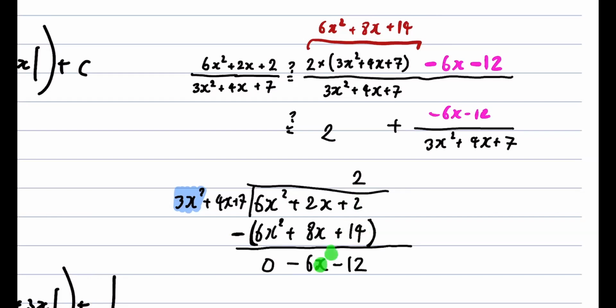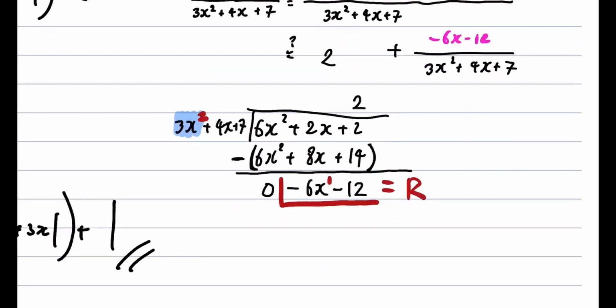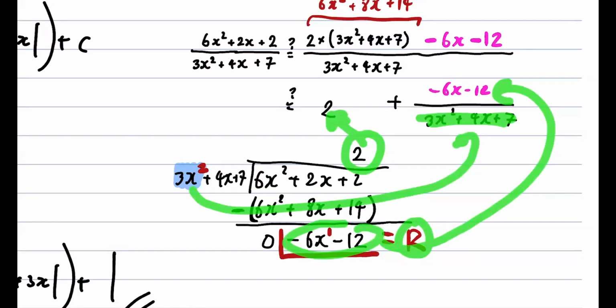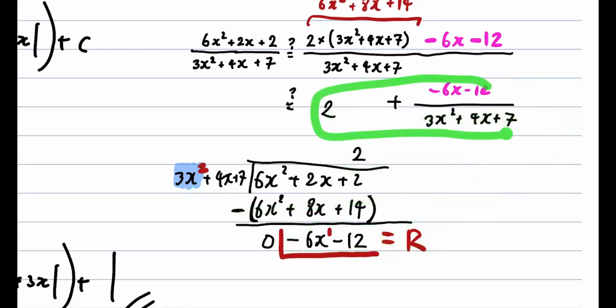The degree here is what? Degree of 1. The degree here is what? 2. The degree is smaller already, then we stop. We conclude this is our remainder. So what we get is quotient plus the remainder divided by the divisor. Right? Long division. Yes? This one is actually from A Maths, so I assume you know this.